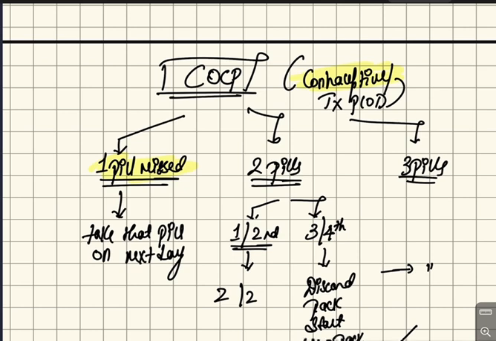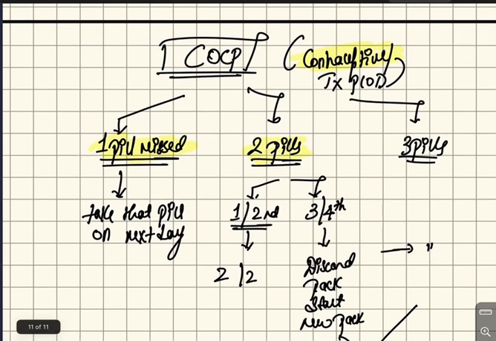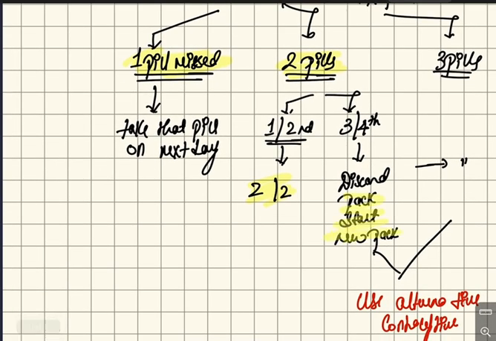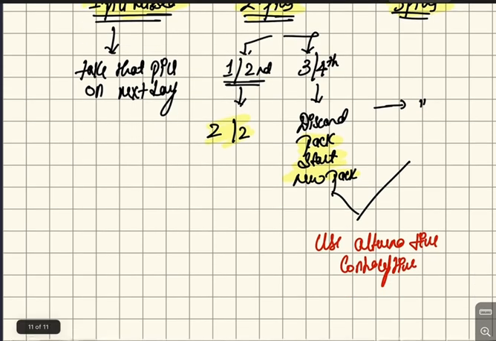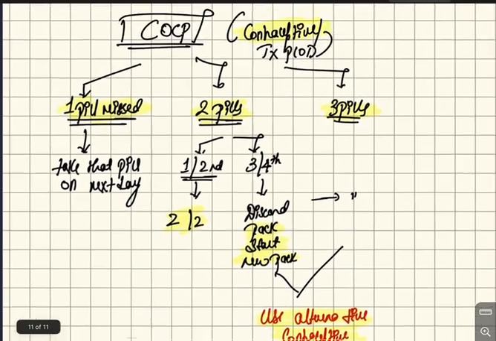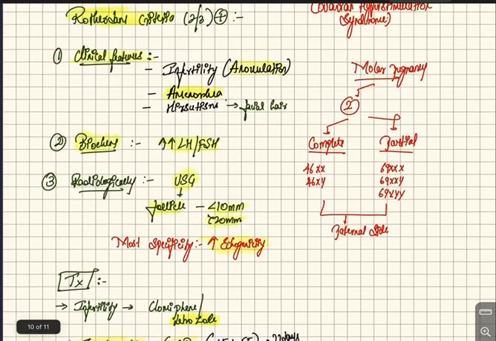If you have missed 2 pills, then we have to check whether you have missed them in the first and second week or in the third or fourth week. If you have missed them in the first and second week, then you take 2 pills each on the next 2 consecutive days. If it is missed in the third and fourth week, you have to discard that pack and start a new pack. If you have missed 3 pills in any week, then you have to discard the pack and use an alternative contraceptive. In these 2 conditions.